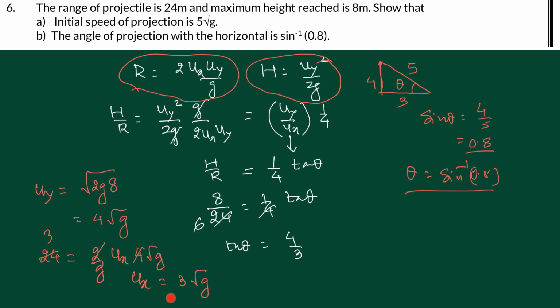So how much will be u? u is under root x component square plus y component square equal to under root 9g plus 16g, which is equal to 5 root g. This is your first part.